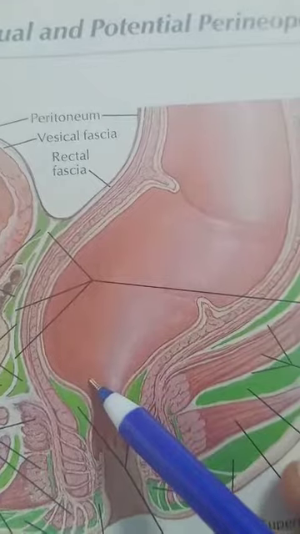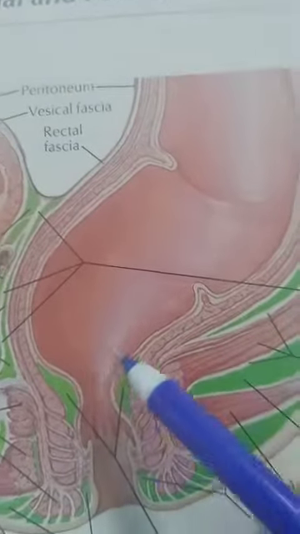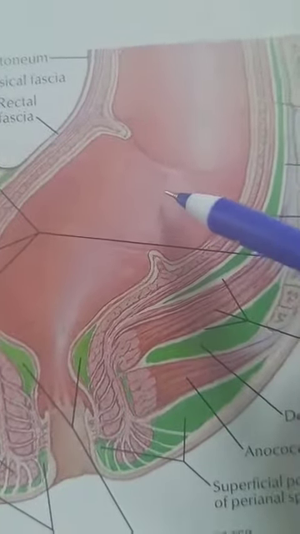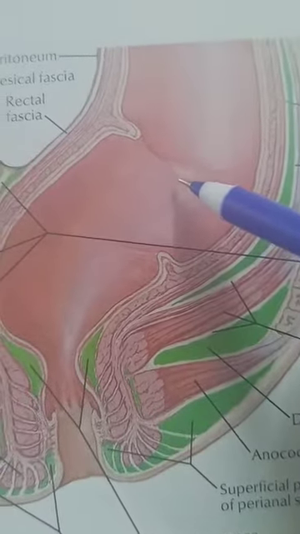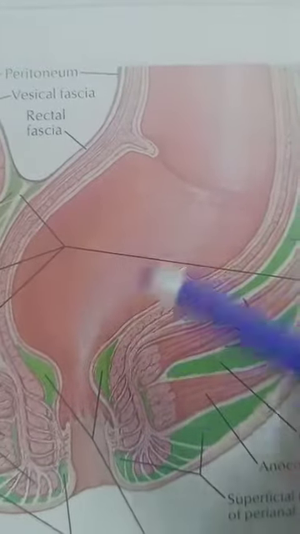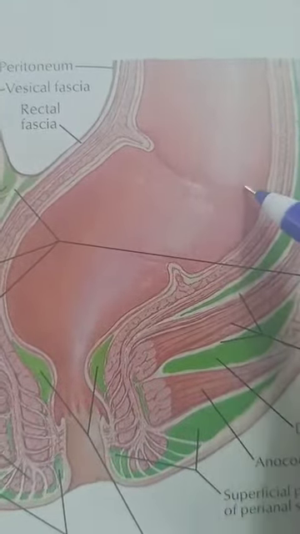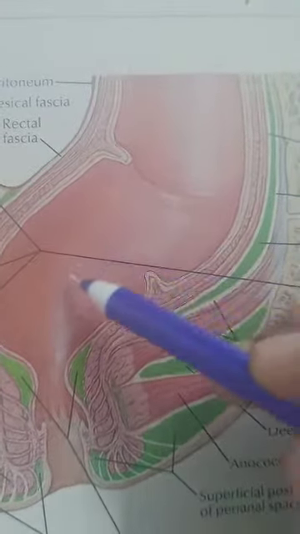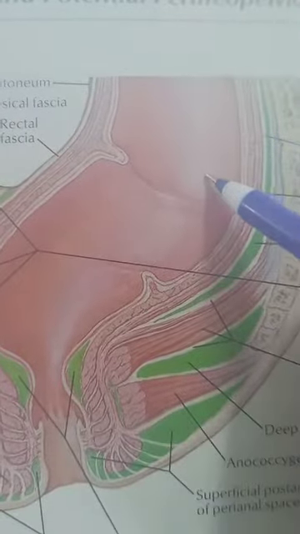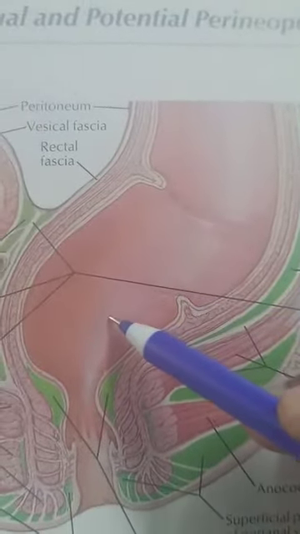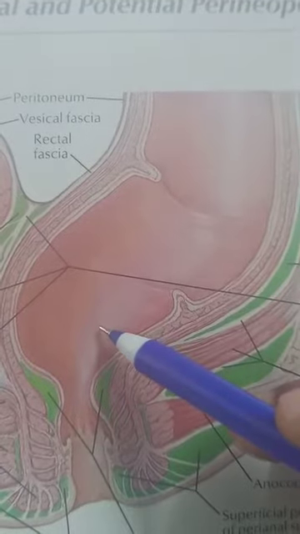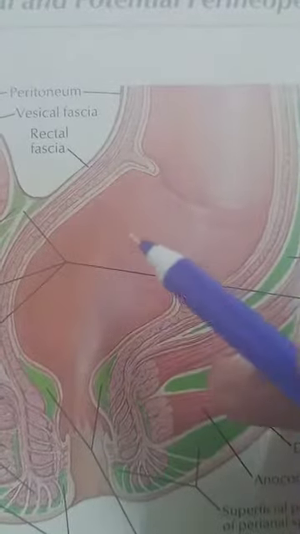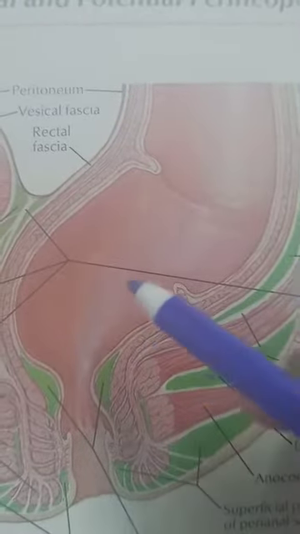Then the course and direction. This course is directed first downwards, then it goes backward. First it goes downwards and backward, then finally it goes downwards and forward. Then at the end, the lower portion of the rectum lies in the median plane.